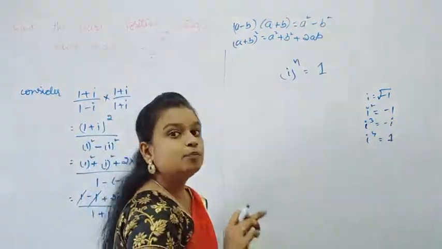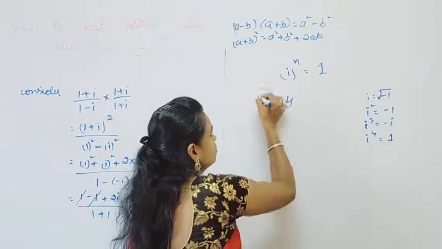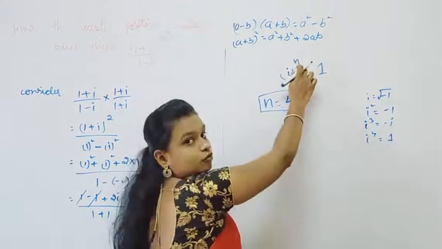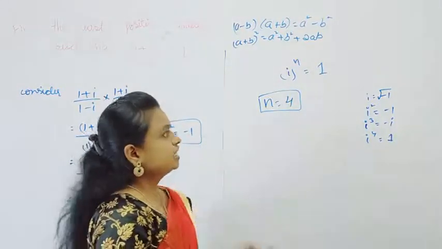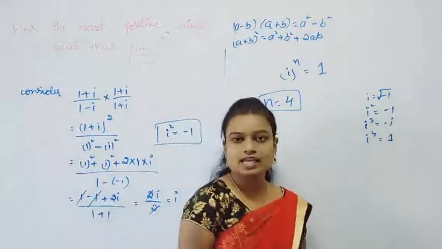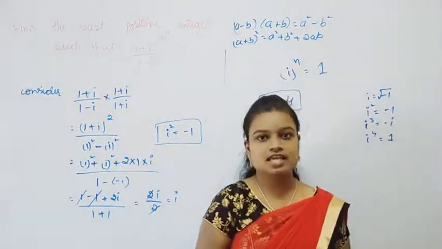We know that i power 4 is equal to 1. So n becomes 4, because if you substitute n as 4, that is i power 4, you will get 1. So the least positive integer is what? 4. Understand? The next continuation I will discuss in my next class. Thank you.